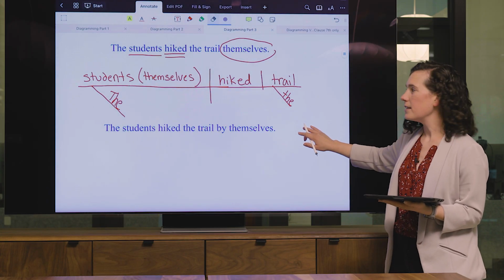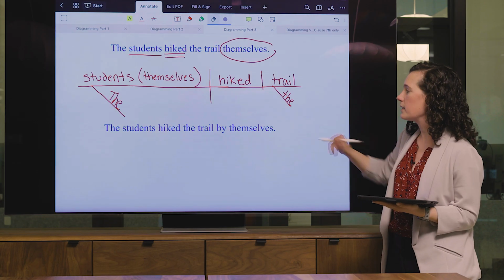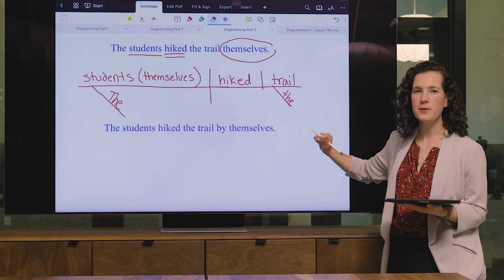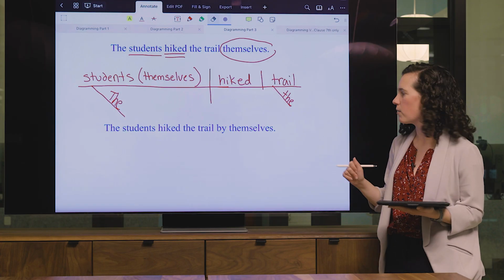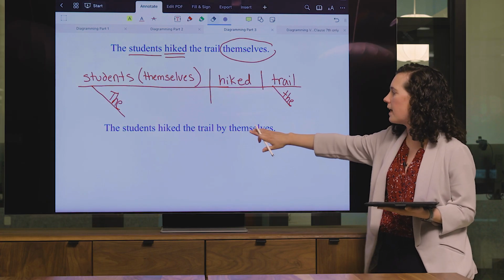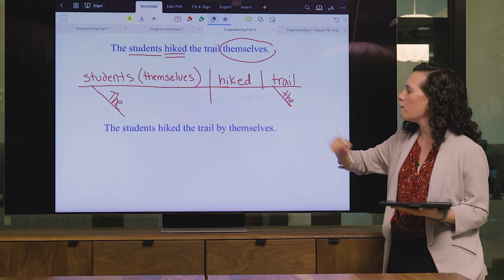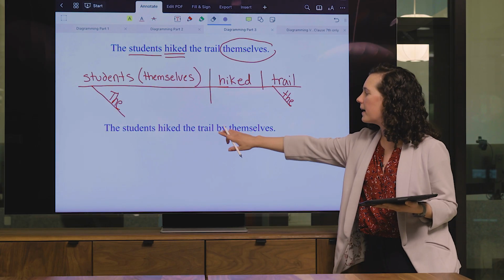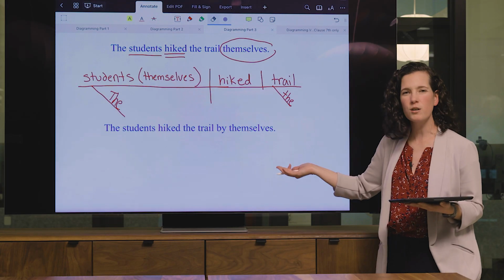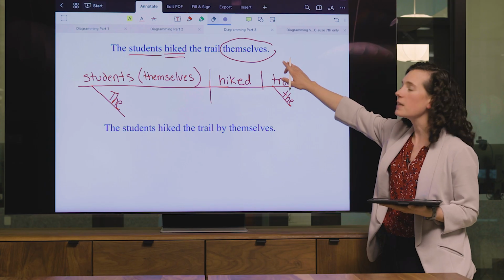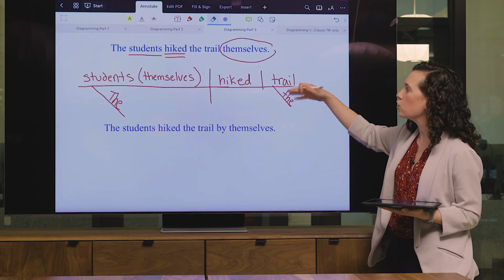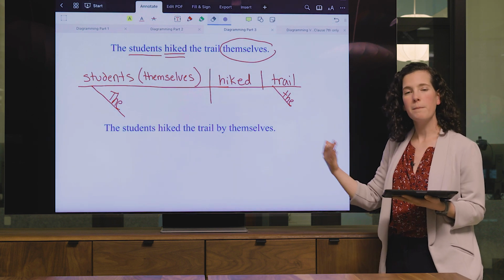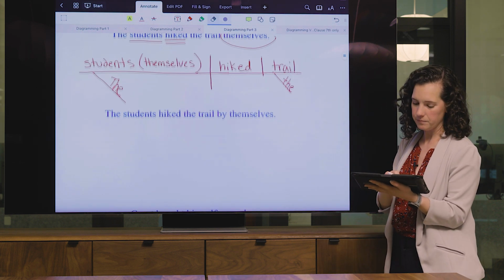Now let's compare this sentence to our original sentence. The students hiked the trail by themselves. This sentence is very similar to that first sentence, but in this sentence we have a reflexive pronoun. It is needed for this sentence. If we left themselves out of the sentence, we'd have the students hiked the trail by. We don't have an object of that preposition. By is a preposition. Without the word themselves, our sentence wouldn't make sense. Up here, our sentence still makes sense without the word themselves. The students hiked the trail. Down here, this is a reflexive pronoun because it's essential to the meaning of the sentence.